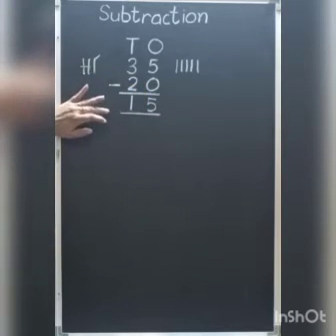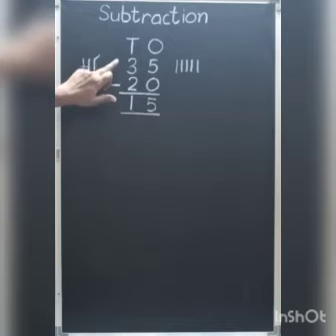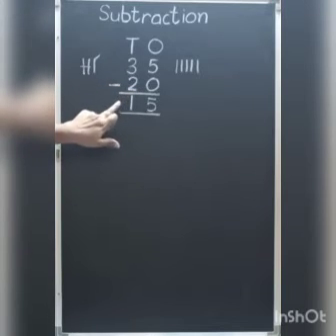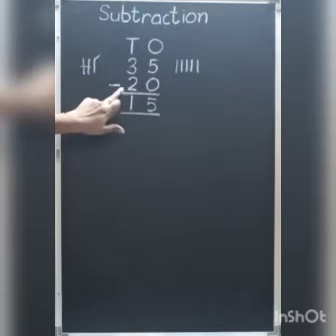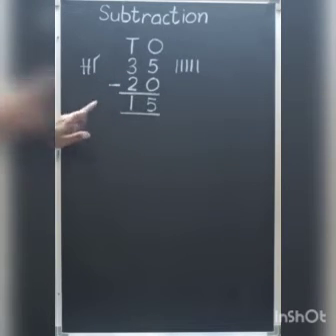And the answer which we get, that is 35 minus 20 is equal to 15.